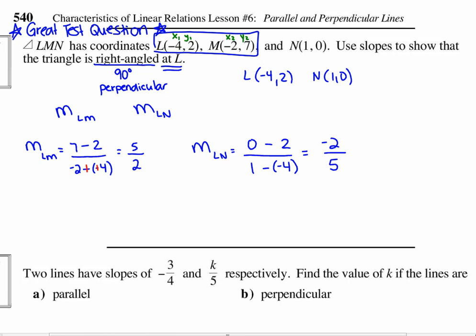All right. Is it a right angle? Yes. So since the slope of LM is perpendicular to slope LN, the triangle is right angled.